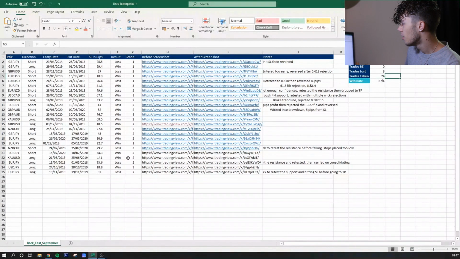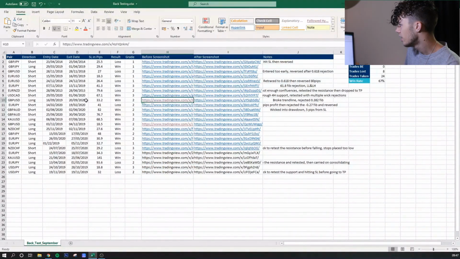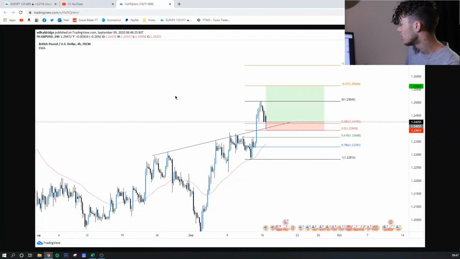But yeah, I'm just going to show you an example of some of my trades. I'll show you some wins and losses. Okay, this trade here, GBP USD long.